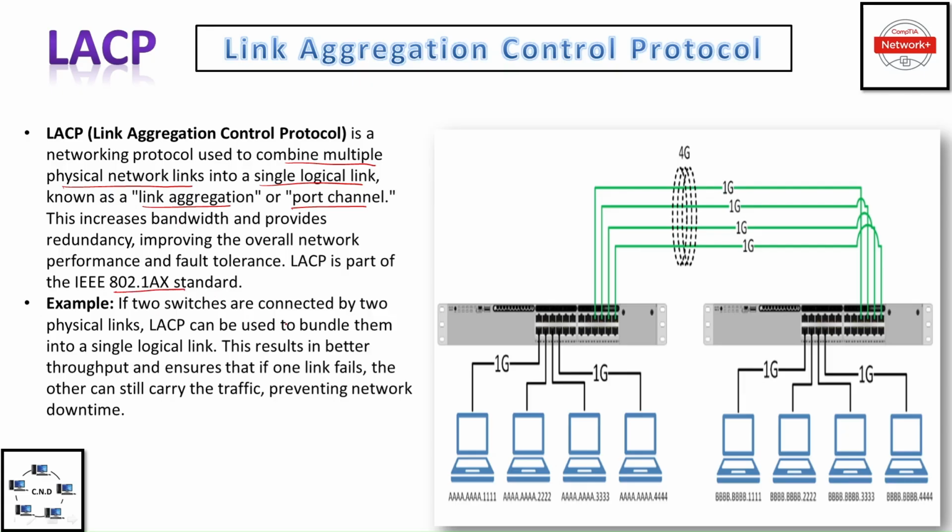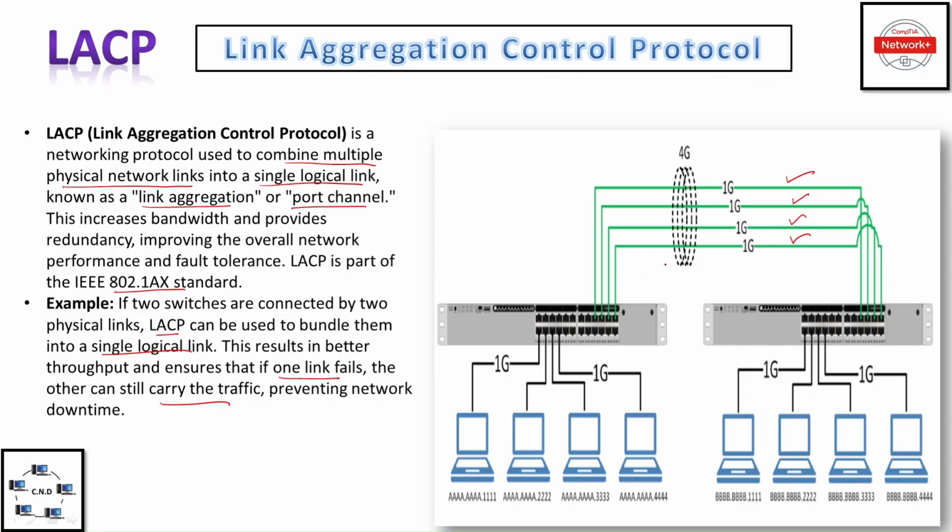For example, if two switches are connected by two physical links, LACP can be used to bundle them into a single logical link. This results in better throughput and ensures that if one link fails, the other can still carry the traffic, preventing network downtime. So this is how it works. Suppose you have two switches connected over multiple physical links. In this case, we are seeing that we have four 1 gigabit links.